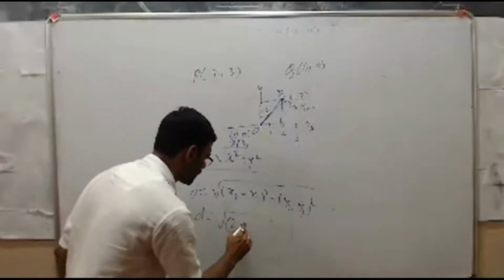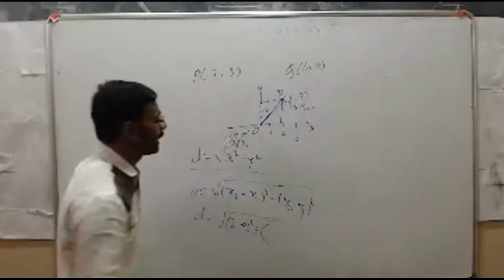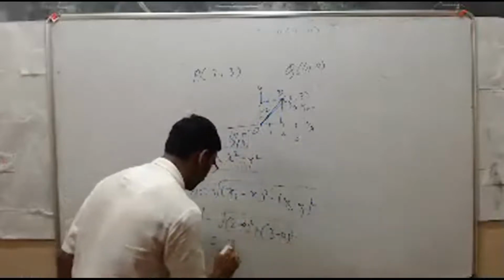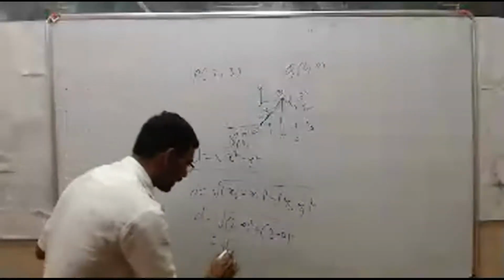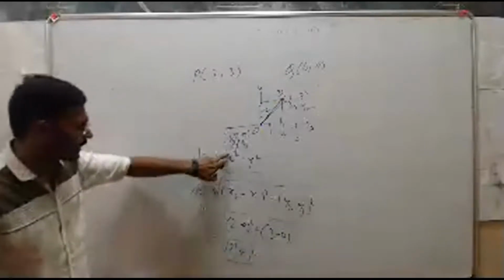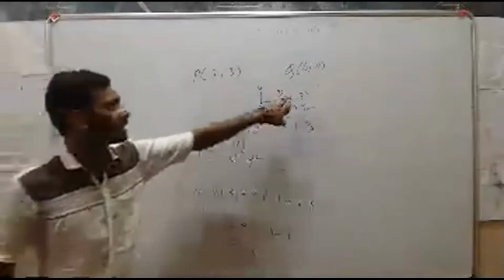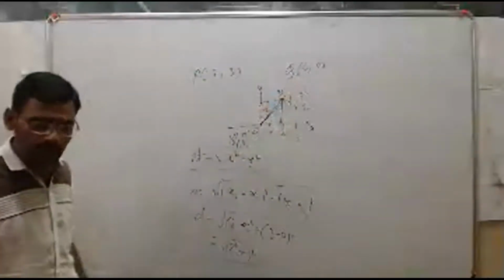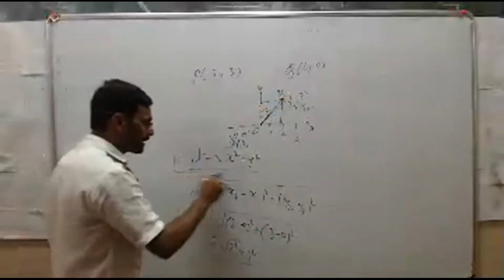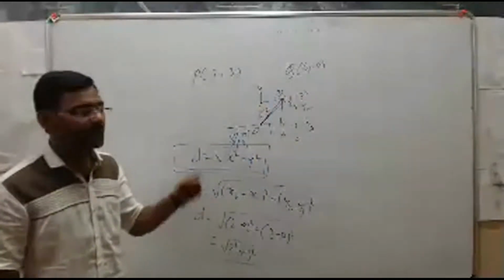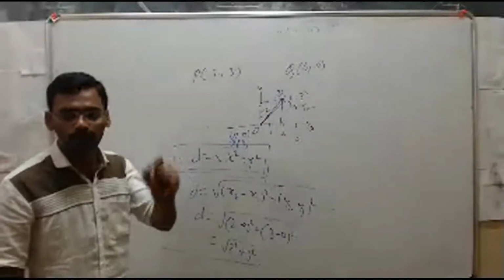Here, what is the value of x2? 2 minus the x1 value, which is 0, whole square, plus the y2 value, 3 minus 0, whole square. Therefore, 2 minus 0 is 2 square plus 3 minus 0 is 3 square. So it is in the form of x square plus y square, because it means the distance of any point from the origin.